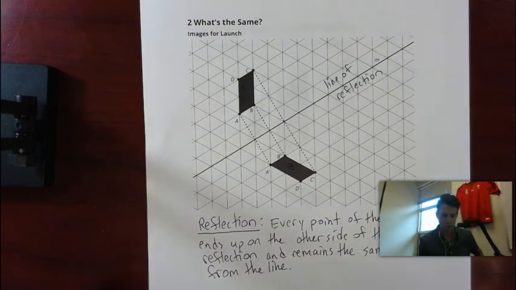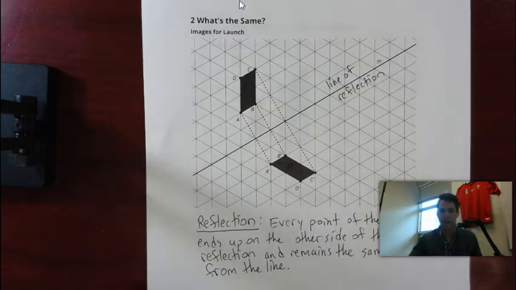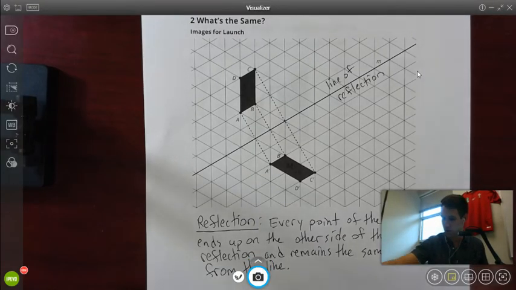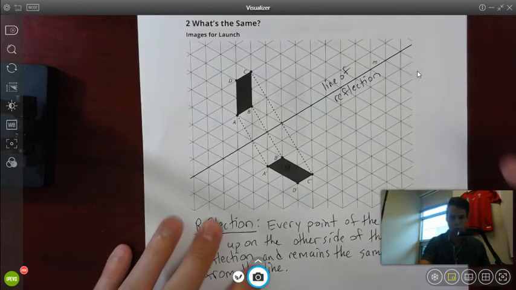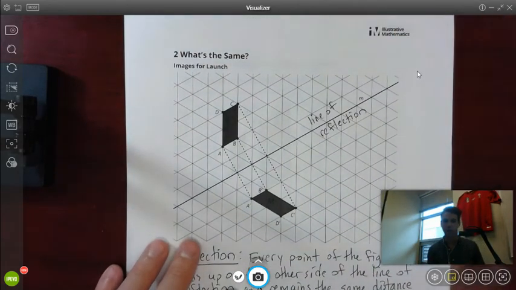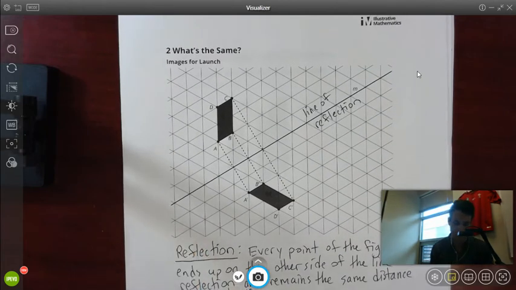Now that is what we call a reflection. Another straightforward and kind of easy transformation to grasp is a translation. So a translation would be just moving a shape a certain distance away.